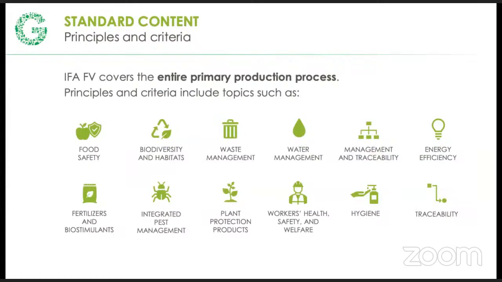And this gives a bit more details in terms of the principles and the areas that they cover. So for some of these we mentioned already: food safety. Biodiversity is a new one that came in as part of version 6. Waste management, how you're dealing with waste on your production, water management, management of your overall production process, traceability of the products, energy efficiency. So, they favor trying to use renewable energies as much as possible.